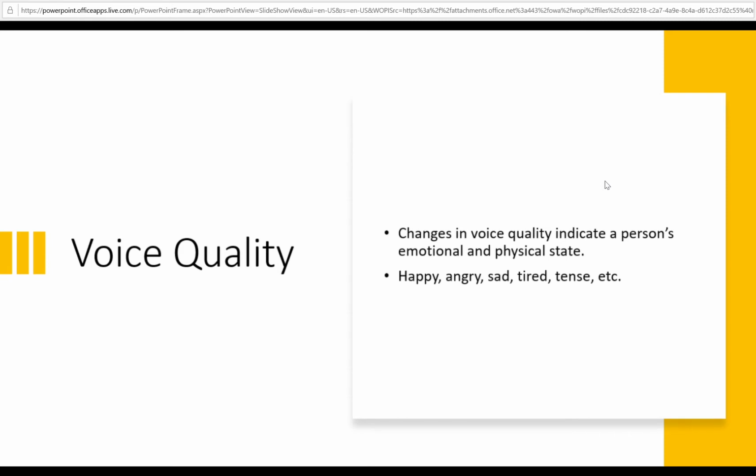So, our voice quality is the best way to indicate a person's emotional or physical state. So if someone is happy, angry, sad, tired, tense, it's easily heard through their voice quality.